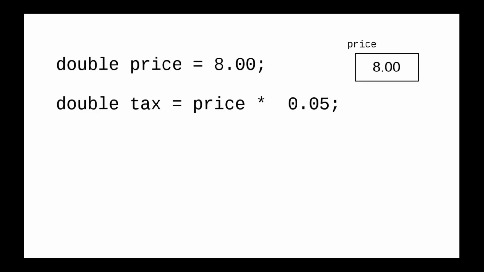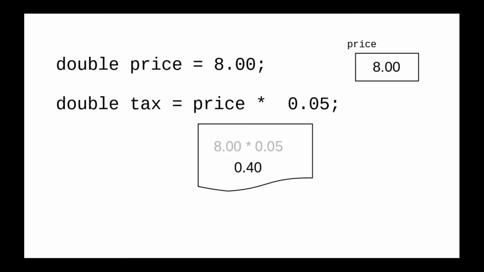What happens with this assignment statement? We always start off with the right-hand side and figure out what it works out to. So let's take a piece of scratch paper and figure out what the current value of price is. It's 8.00. We multiply that by 0.05 and end up with a result of 0.40 for the right-hand side. Now and only now do we look at the left-hand side and find that variable tax is to receive that value.